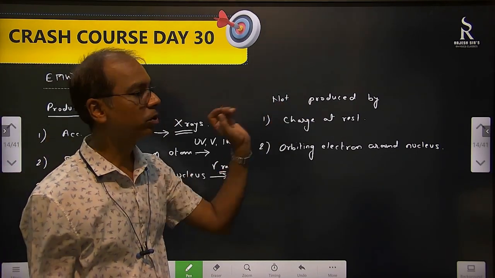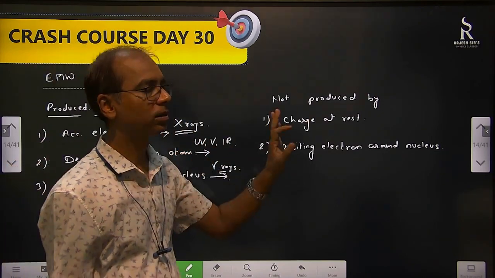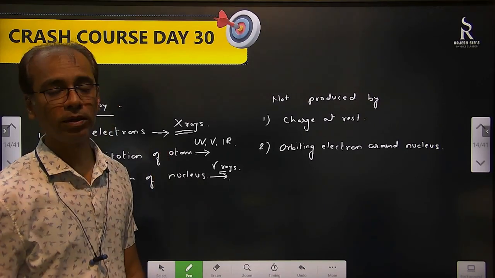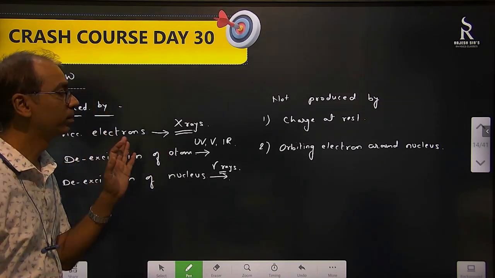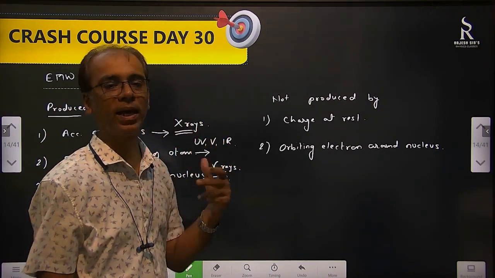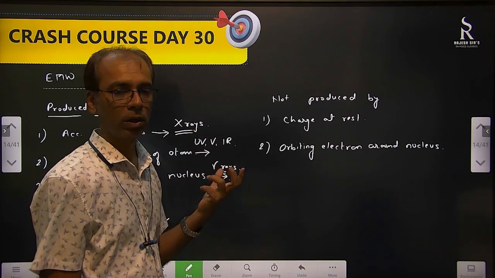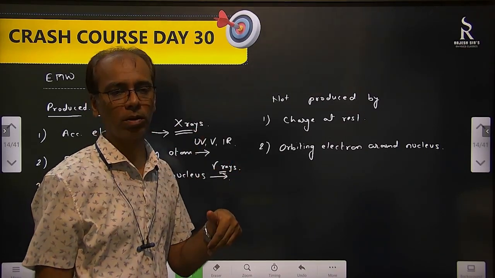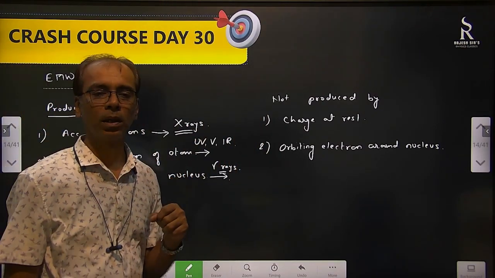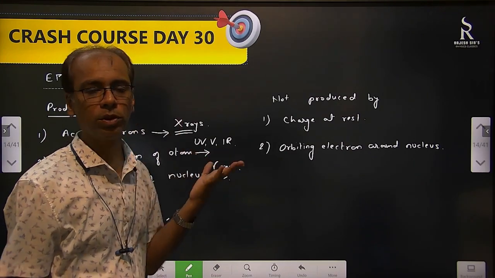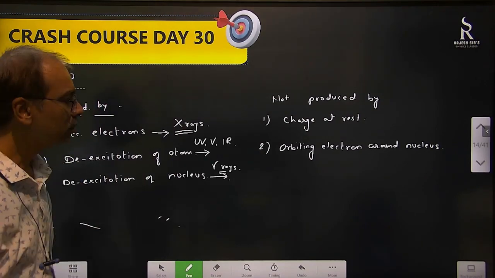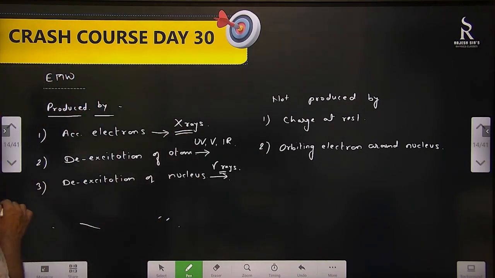Electromagnetic waves are not produced by a charge at rest. A charge at rest only produces an electric field, so it does not give any kind of electromagnetic wave. An orbiting electron around the nucleus is not going to do anything, because an orbiting electron has constant energy. But when it jumps from a higher energy orbit to a lower energy orbit, that is what I have written as de-excitation of an atom, and it definitely releases a photon, which belongs to electromagnetic waves. This is how electromagnetic waves are produced.